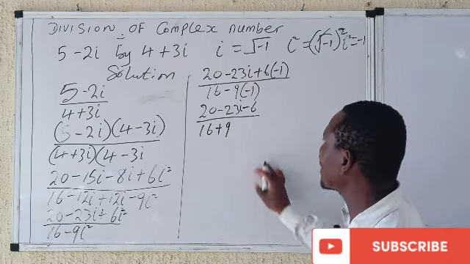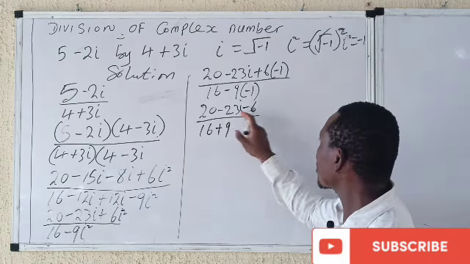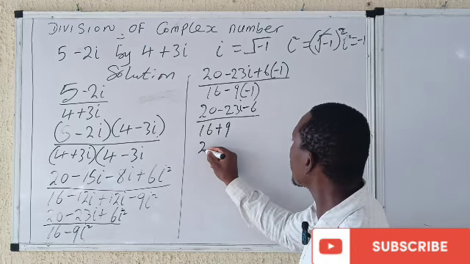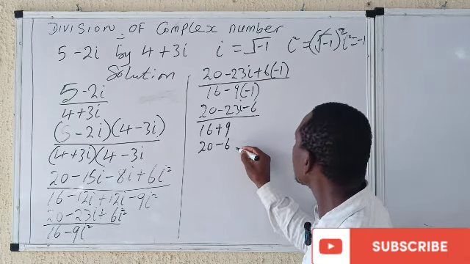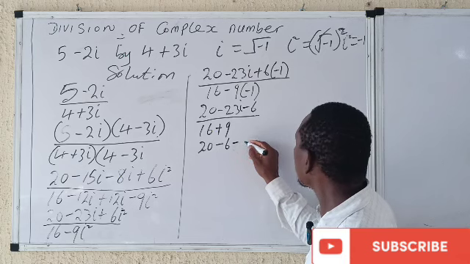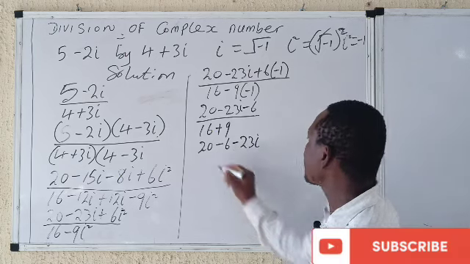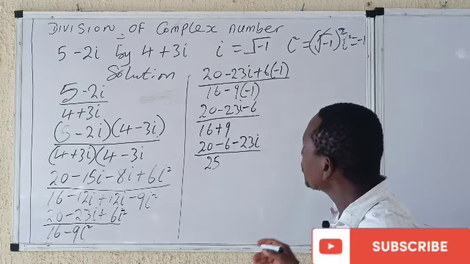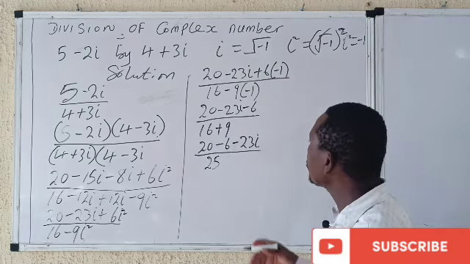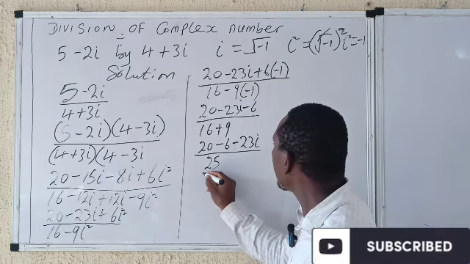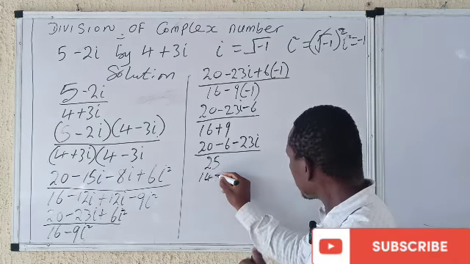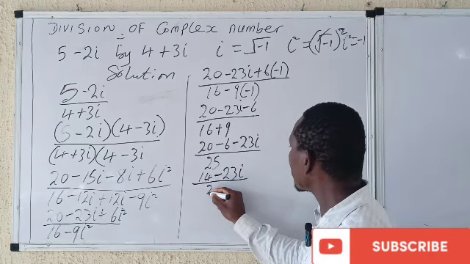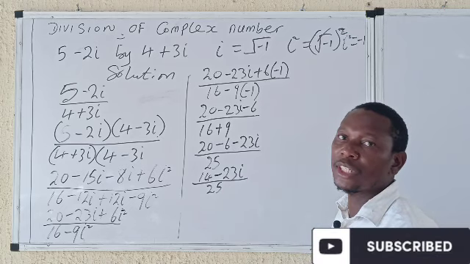So we can collect like terms. Minus 6, these two are alike because they do not have i attached to them. So we now have 20 minus 6 minus 23i all over. Add these two together and I have 25. So we can continue, this minus this. You now have 14 minus 23i all over 25. So this is actually your answer.